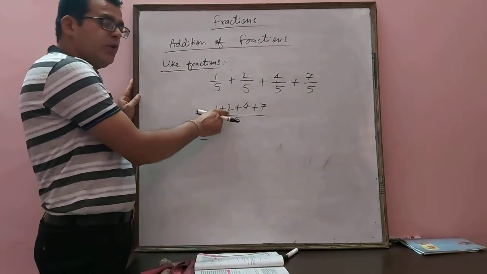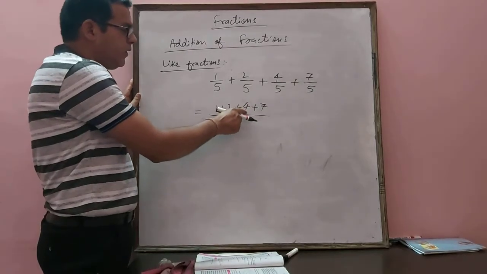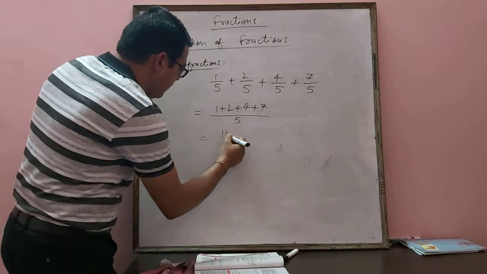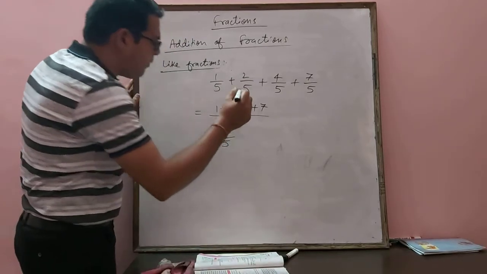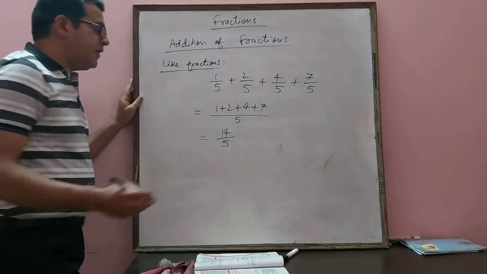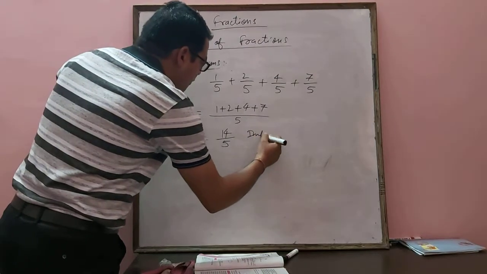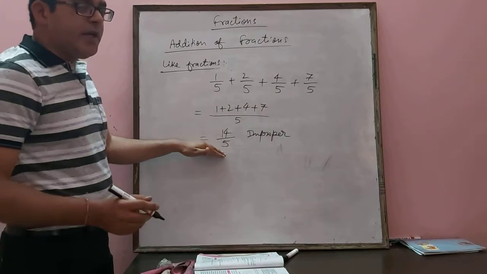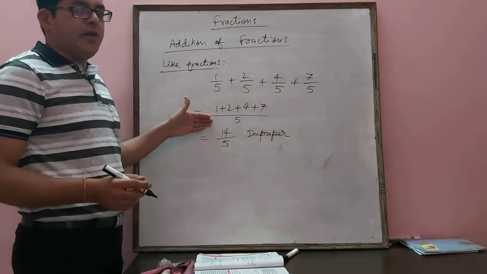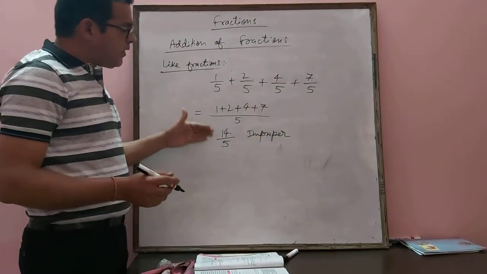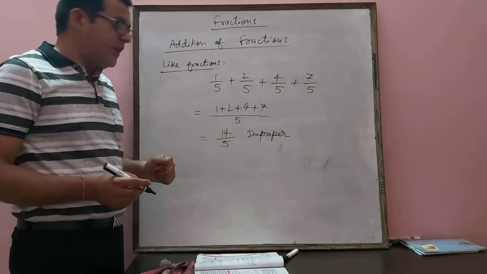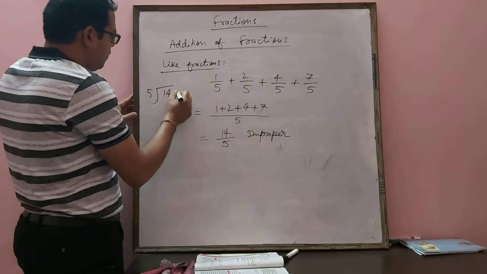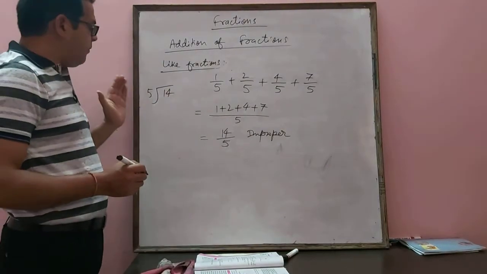1 plus 2 we know is 3. 3 plus 4, what is 3 plus 4? 7. 7 plus 7? 14 we can write here. So 14 by 5. Again, this is improper, since we know that the denominator is smaller than the numerator. So our answer should be in mixed fraction. Right? So how can we get a mixed fraction? Again, we should divide this 14 by 5.